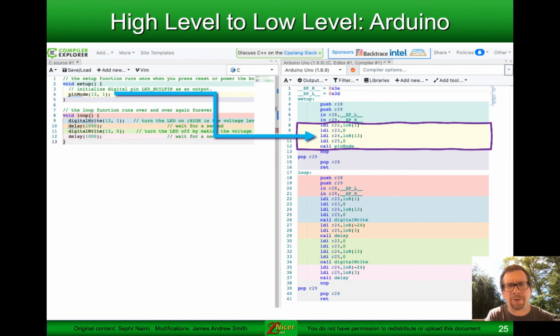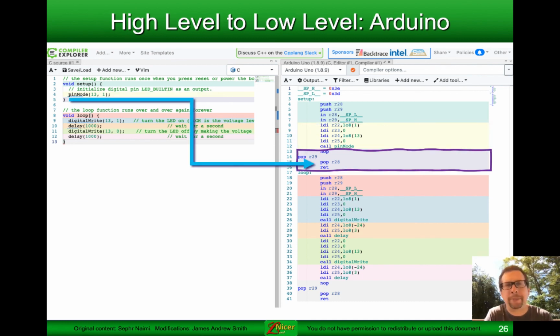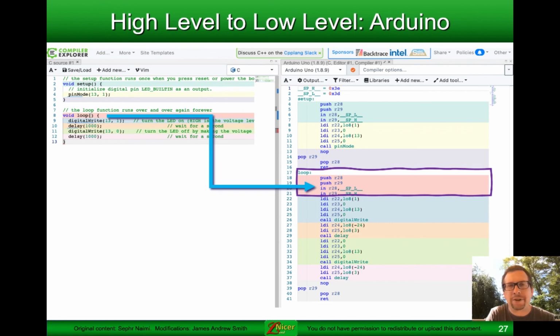Then we're setting the pin mode right here, which is a bunch of load immediates, LDI. And then a call to the pin mode function, which isn't actually shown right here. The pin mode function, which is called, isn't being displayed, but you can see on line 12 of the assembler that we are calling that function right there. Then the epilogue of the function, and then we move on to the next function, loop.